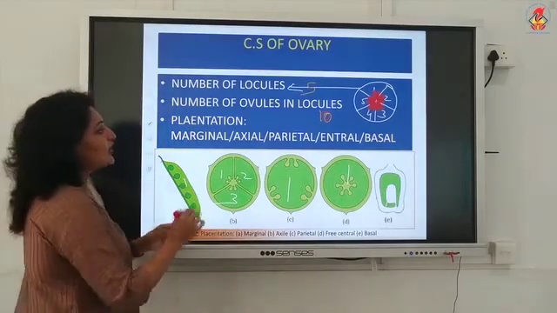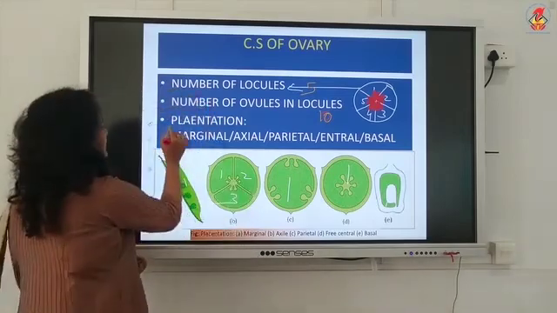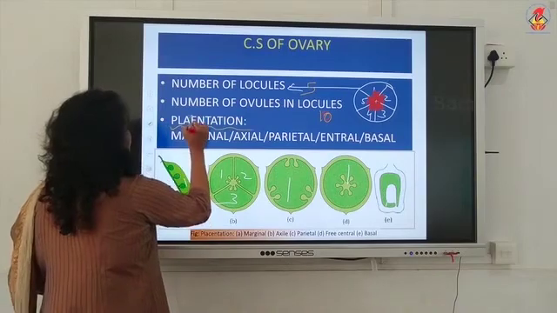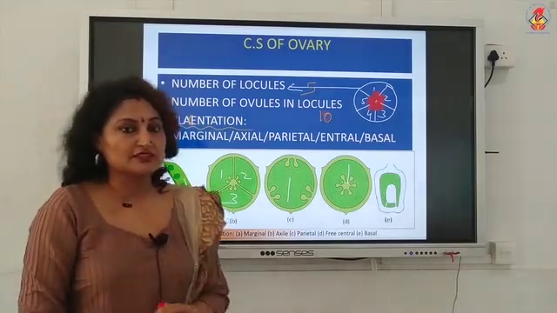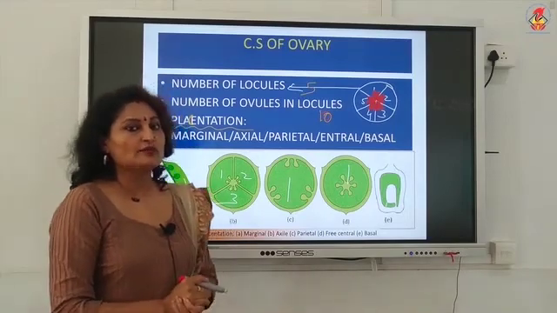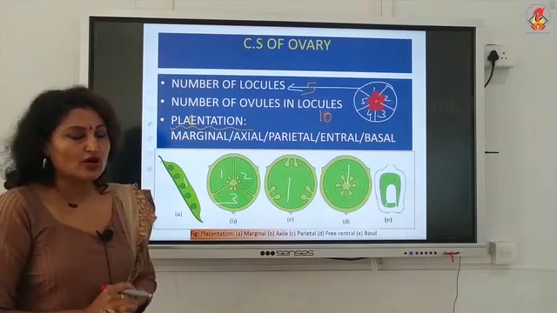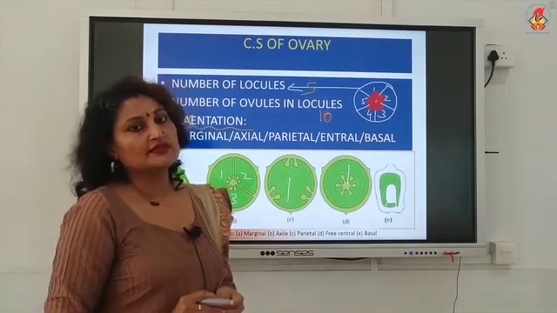Next you are determining how the ovules are located. So the next term is placentation. What is placentation? Very, very important. The definition of placentation is the arrangement of ovules in the ovary. So once again I am repeating, what is placentation? It is the arrangement of ovules in the ovary.